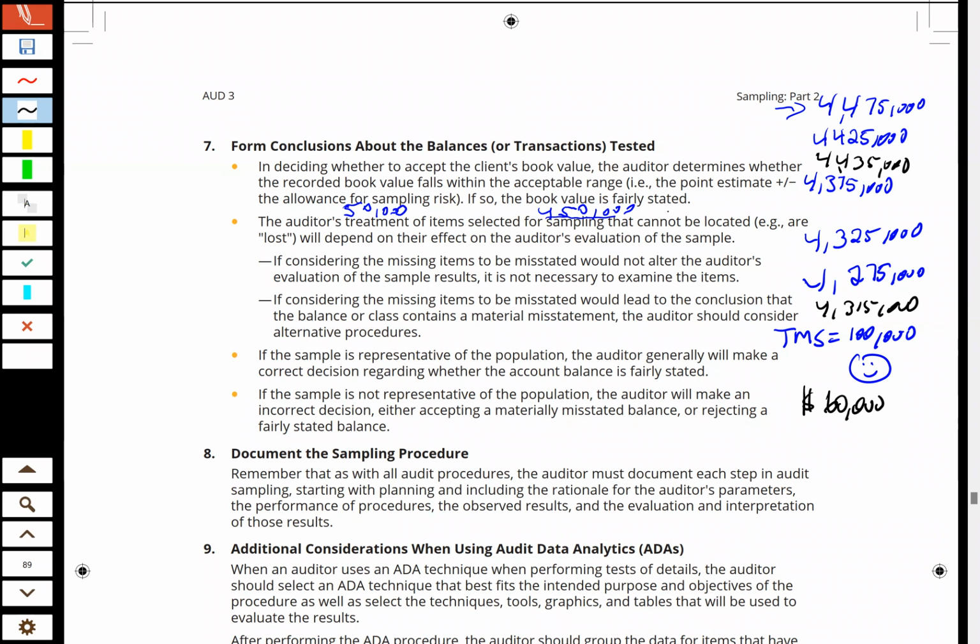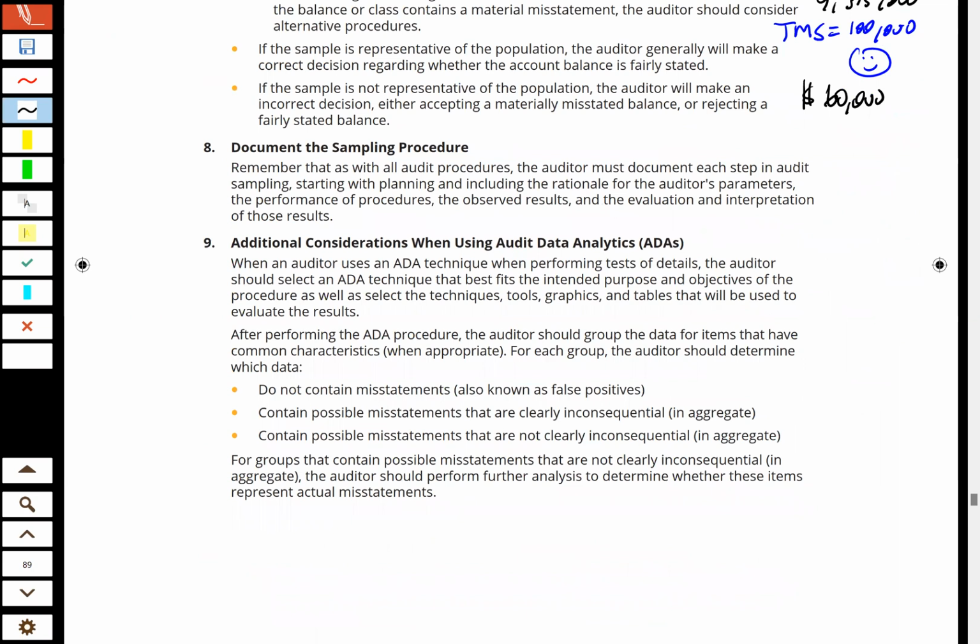The client balance is 450,000, and I'm sitting there telling them I was really only willing to go as high as what? 4,435. You need to make some kind of adjustment to bring that down to be within my tolerable misstatement. And again, if they refuse to do that, then we would go from there. Sorry, I think I screwed it up the first time by adding my allowance for sampling risk to the book value, which I think was your question, Michael, versus the point estimate. Okay. And then, of course, you document the procedure.